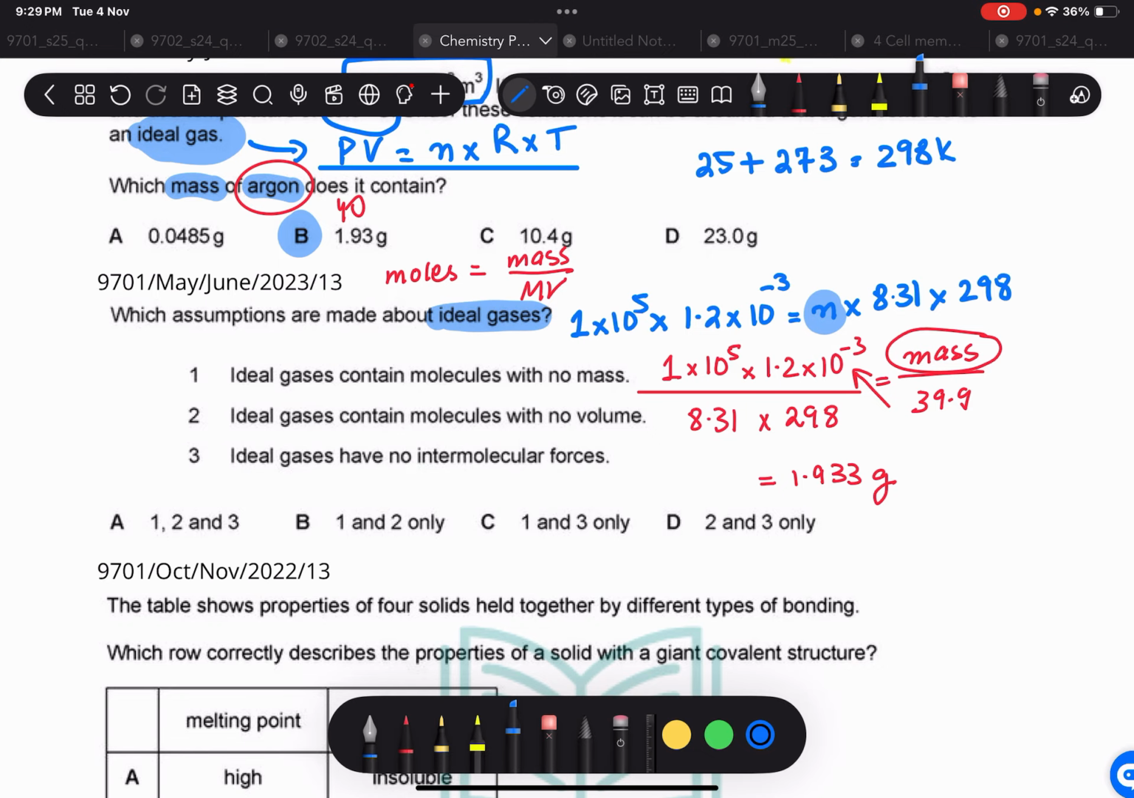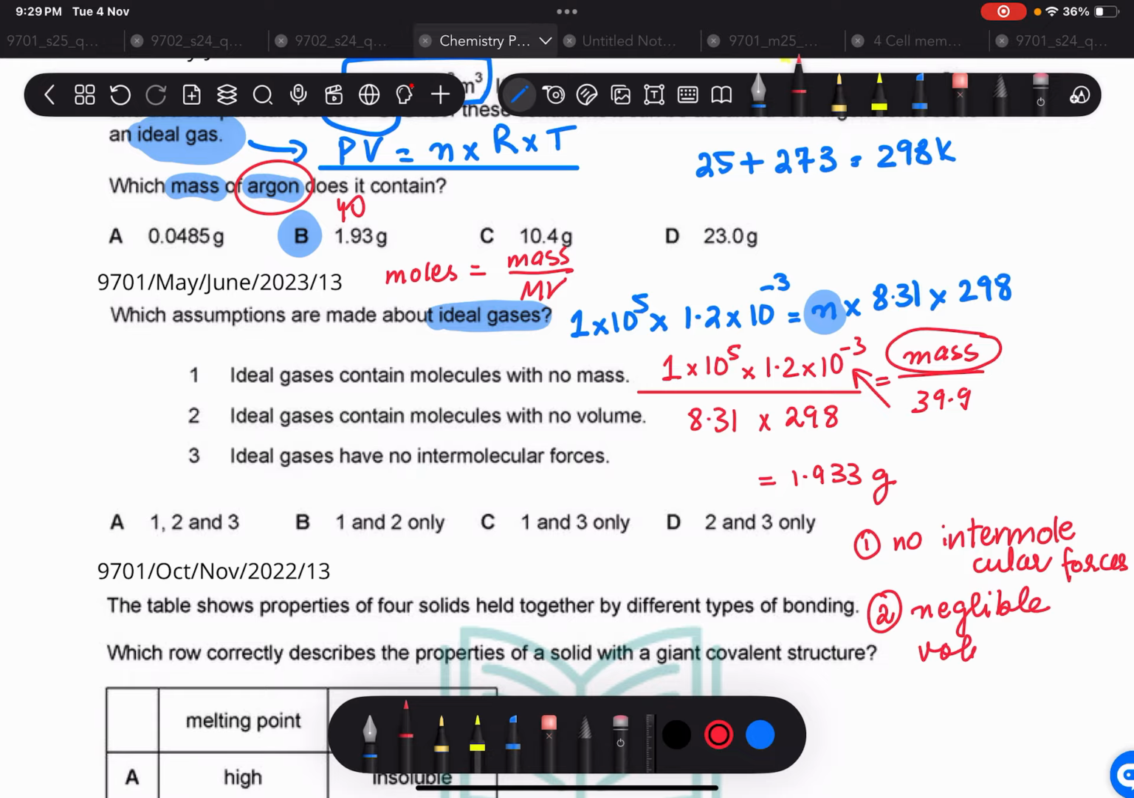You should know that when a gas has negligible volume and no intermolecular forces, it's considered to be an ideal gas. So you should know these two things about ideal gas. Firstly, it has zero intermolecular forces, and the second thing you must know is negligible volume. These are the two most important things. There are other things as well, but these are the two main things. No forces, no volume.